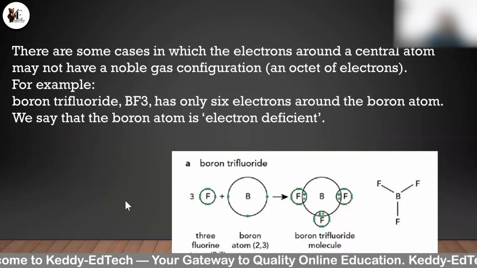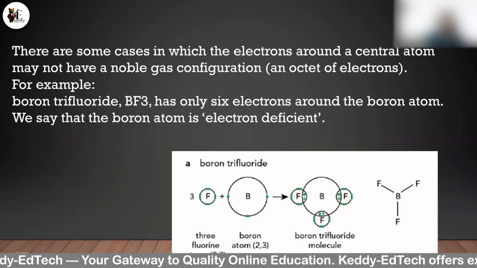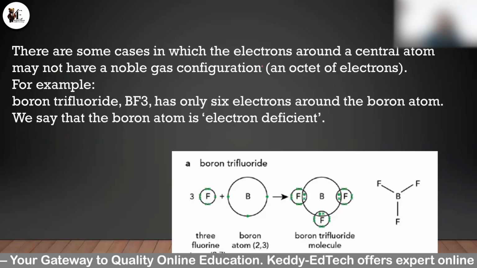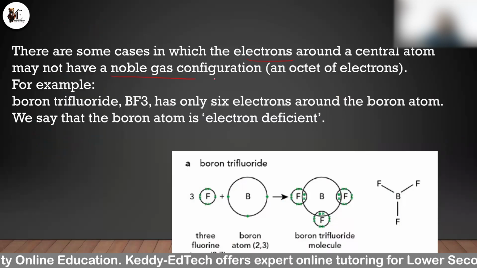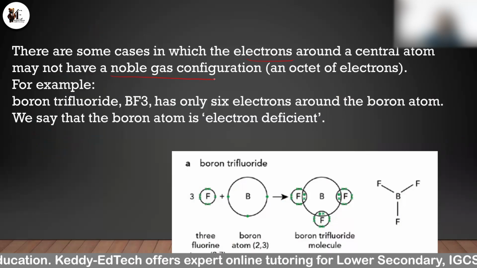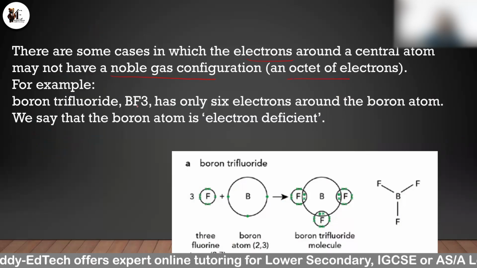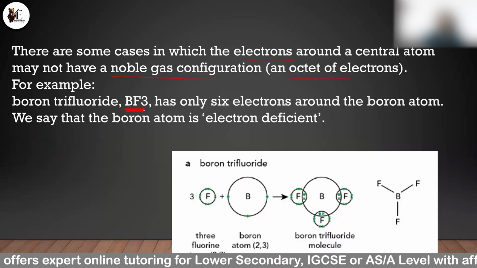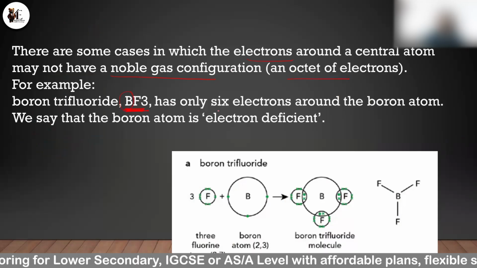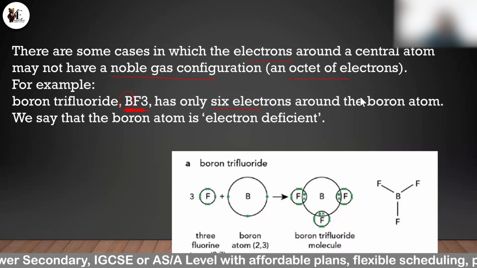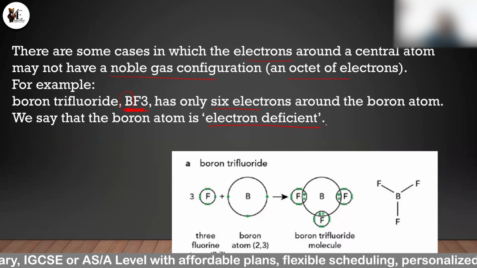Now we'll study exceptions to the octet rule. There are some cases in which the electrons around the central atom may not have a noble gas configuration. Noble gas configuration means an octet of electrons. For example, BF3. Boron doesn't have a noble gas configuration, but still it is stable. It has 6 electrons around the boron atom. We say that the boron atom is electron deficient.